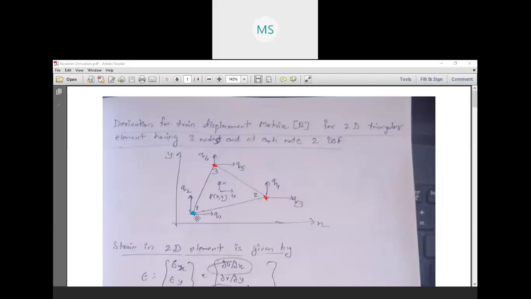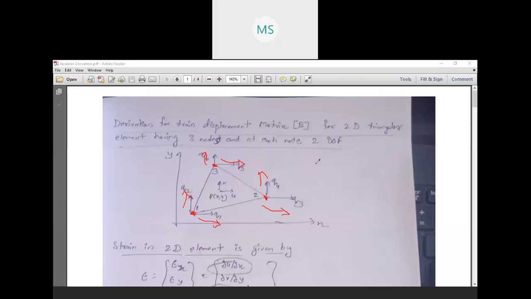What do you mean by 2 degrees of freedom? One in the x direction and second in the y direction. Again at node number 2, one in the x direction and second in the y direction. At node number 3, again in the x direction and in the y direction. So the degrees of freedom at each node is 2.